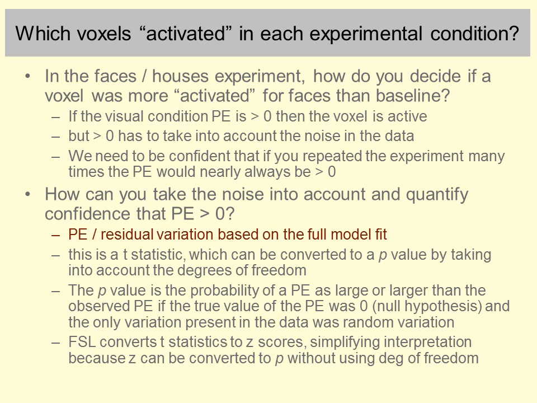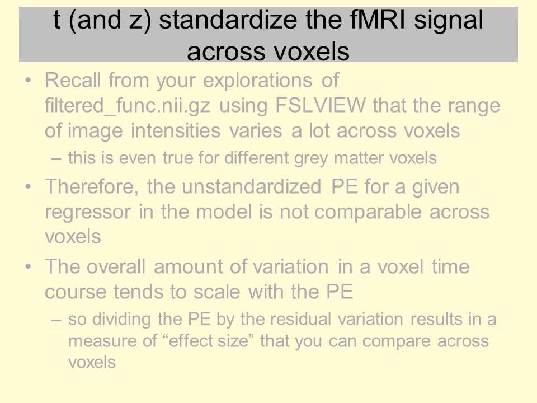Now in FSL, t-stats are by default converted to z-stats, which simplifies interpretation because z can be converted to p directly without using degrees of freedom. Now another benefit of t or z stats rather than raw parameter estimates is that they standardise the fMRI signal across different voxels in the brain. Now why do we need to do that?